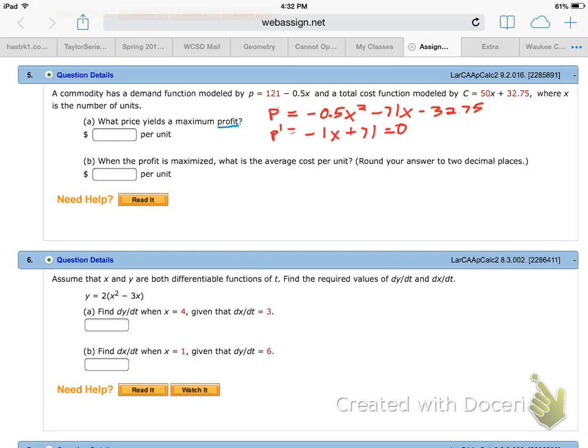Little algebra to solve that. Sorry, that's a positive 71 in there, I left that off before. So you subtract 71 or add x, whatever you want to do to solve for x and get x by itself. I'm going to add x to both sides, and I get 71 equals x. However you solve negative x plus 71 equals 0, you do it your route, but you get 71.